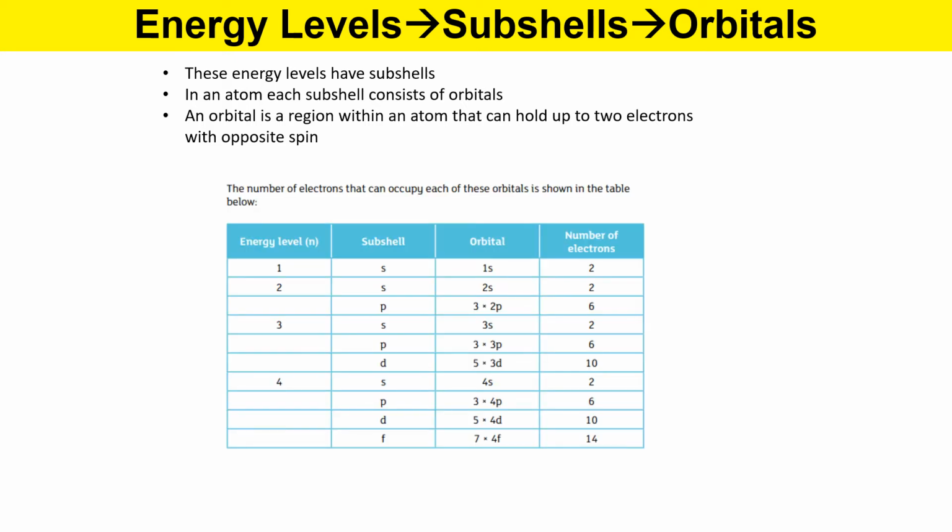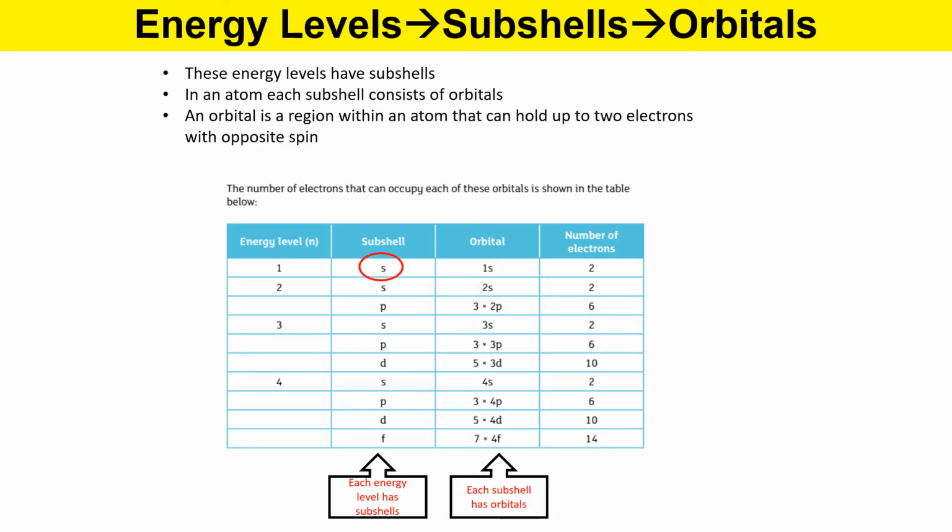Electrons are arranged in energy levels, which we would have called shells at GCSE, in which the energy of the electrons increases with increasing distance from the nucleus. If we look at the left-hand side, we can see the first 4 energy levels, or the first 4 shells, as we would have referred to them at GCSE. Within each energy level, there are subshells, and each subshell has orbitals.